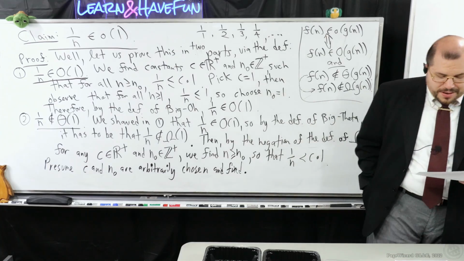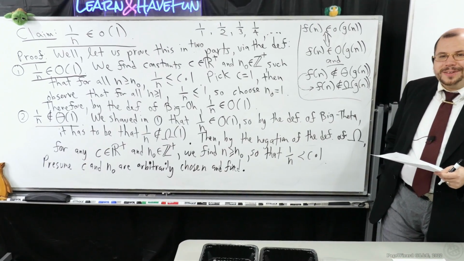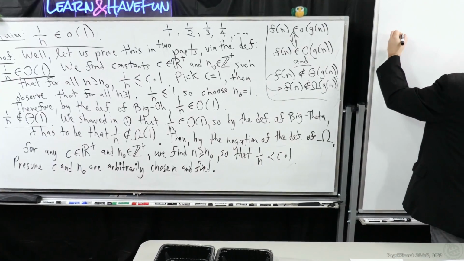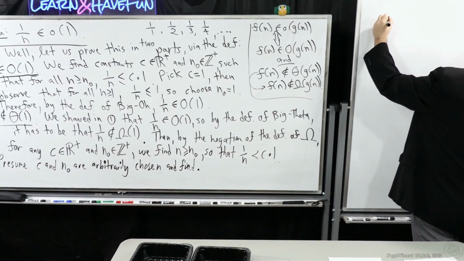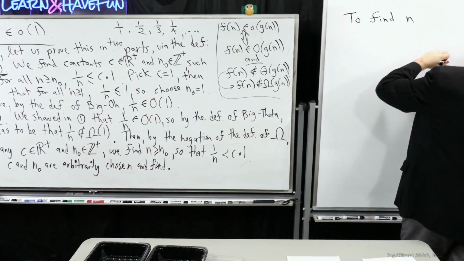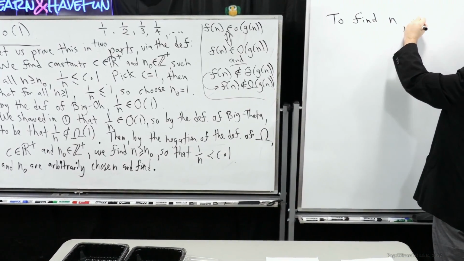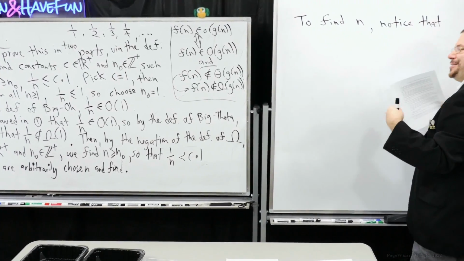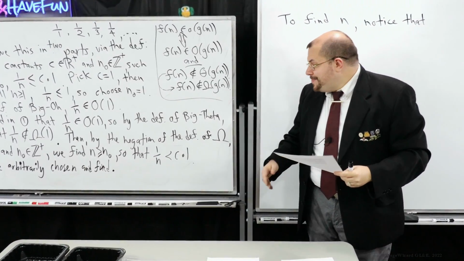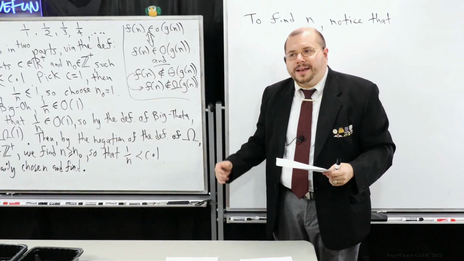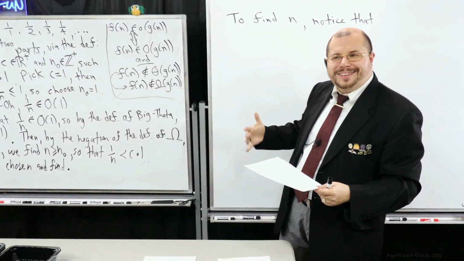So let's think about this. Next, let's try to find n. To find n, notice that, this is usually the part of the proof where you try to do some clever thinking. So notice that 1 over n is less than c times 1. And c times 1 is just c, right?